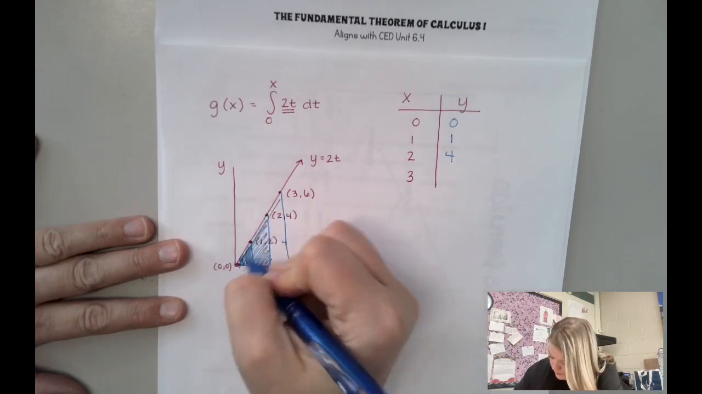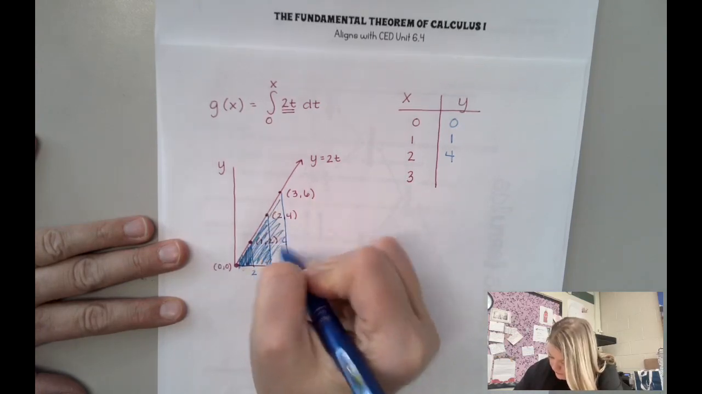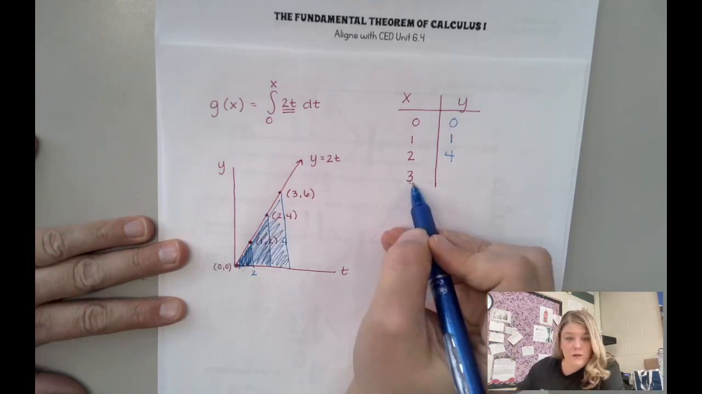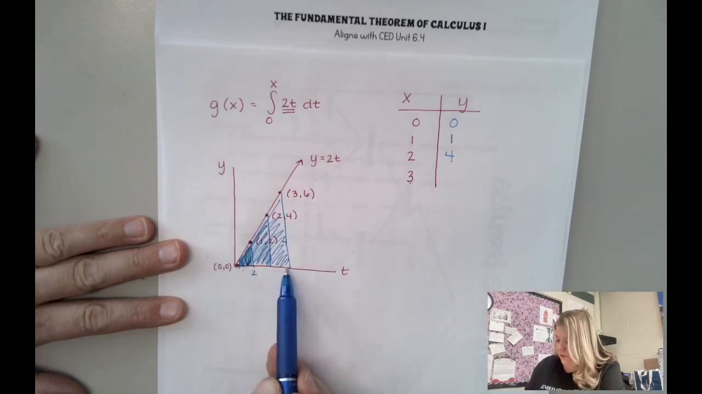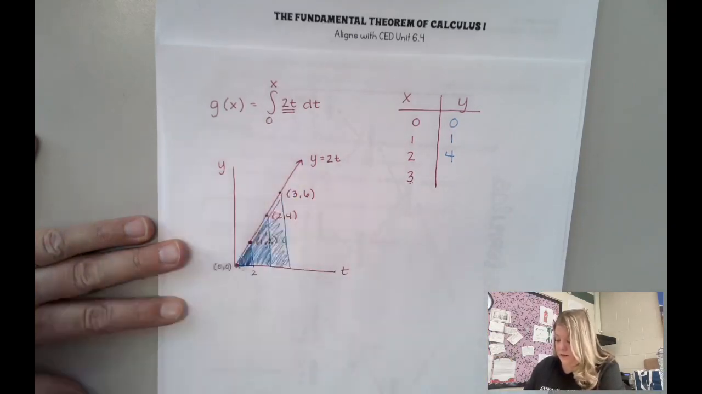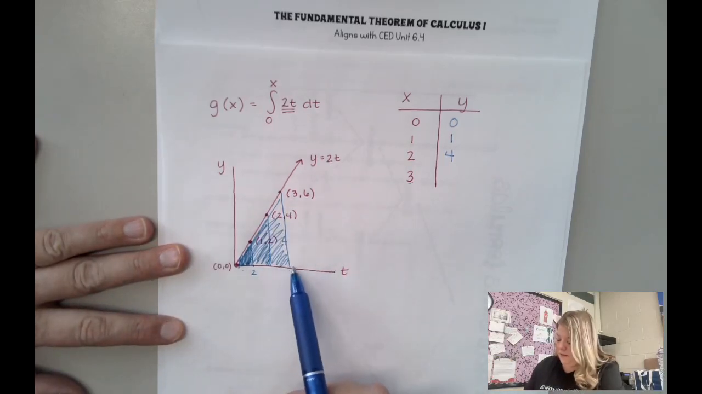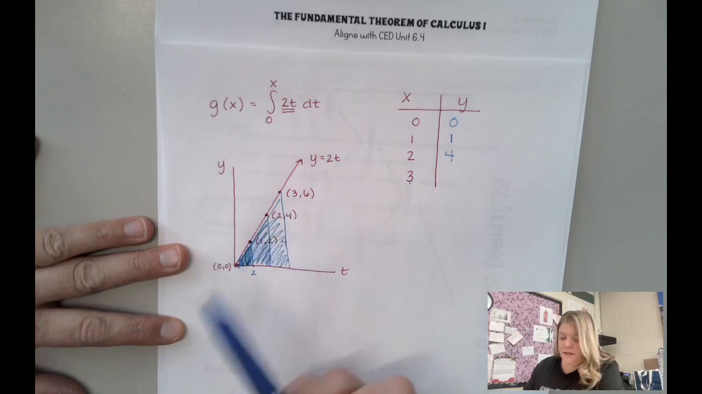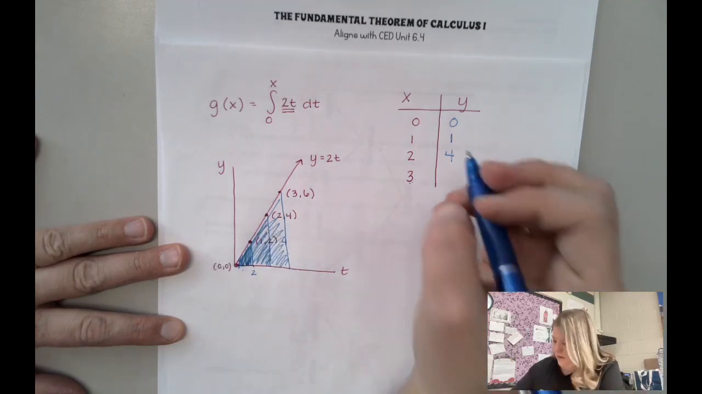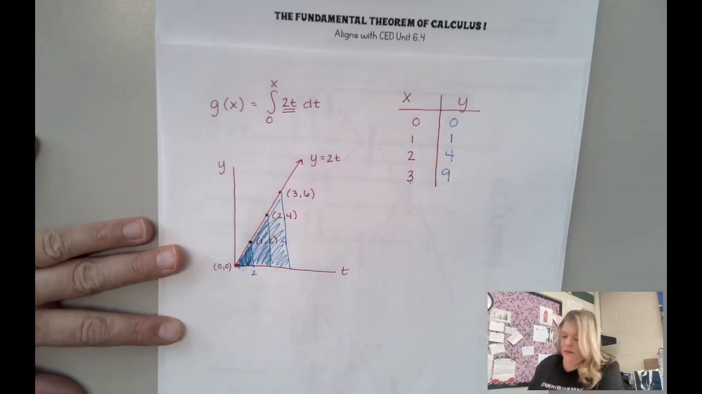So now I'm looking at all of this area for g of 3, because I want the area under the function from 0 to 3. That's what this is saying. And so my area would be, let's see, my base is 3 and my height is 6. So 3 times 6 is 18, and then 18 divided by 2 is 9.